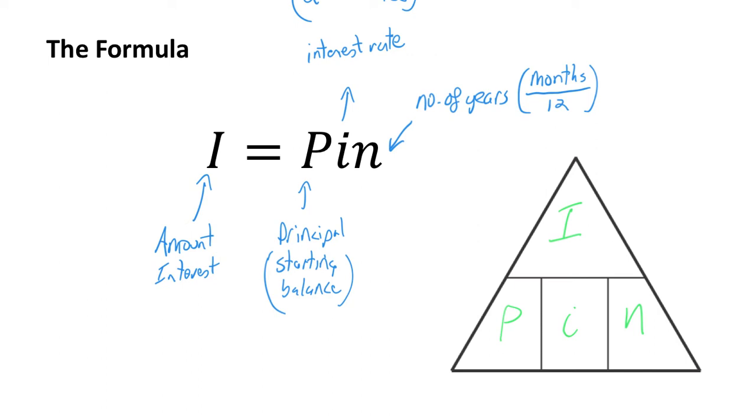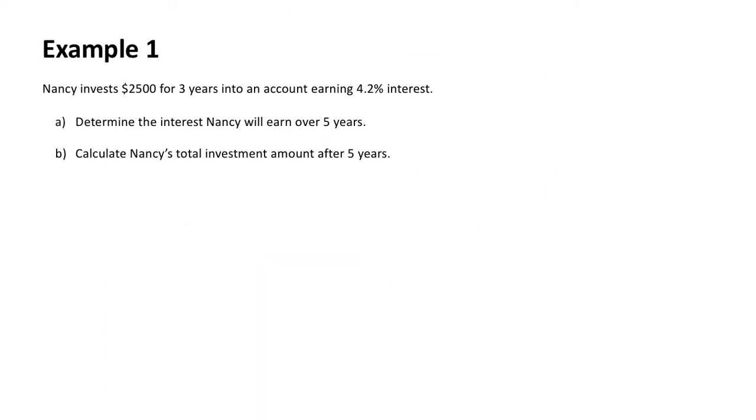So let's have a look at a couple of examples of how we can calculate simple interest. Nancy invests $2,500 for 5 years in an account earning 4.2% simple interest. Determine the interest that Nancy is going to earn over 5 years, and then calculate the total amount of Nancy's investment at the end of 5 years.